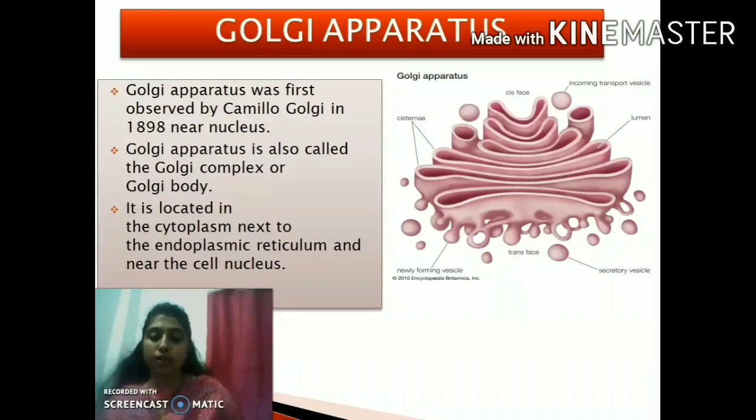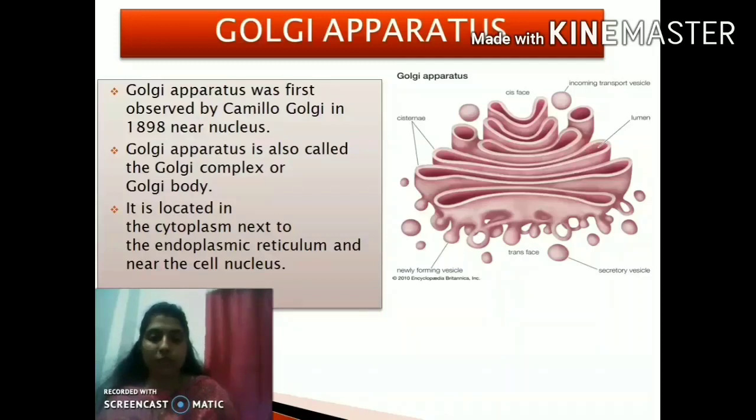Next, let's move to the next type of cell organelle. Okay, so it is termed as Golgi apparatus. So the Golgi apparatus is also sometimes named as Golgi bodies or Golgi complex. Clear? So the Golgi apparatus was first observed by an Italian biologist named Camillo Golgi in the year 1898.